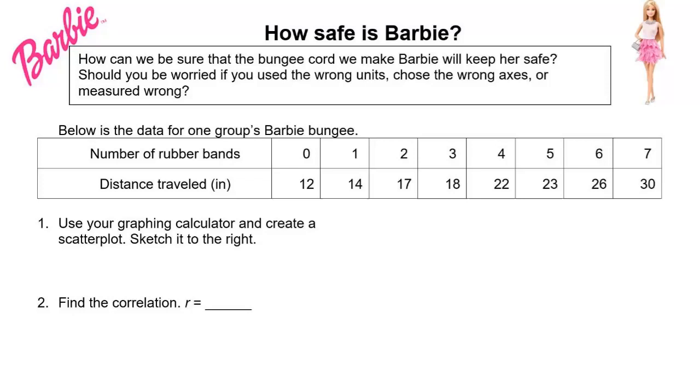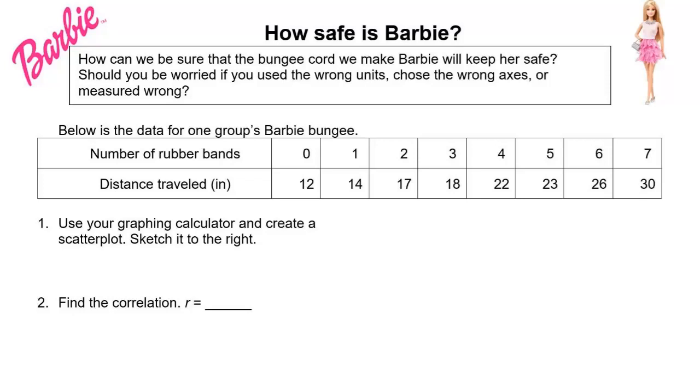Guys, we're making scatter plots of the data that is on page 5. So 12, 14, 17, 18, 22, 23, 26, and 30. Make sure you hit enter.